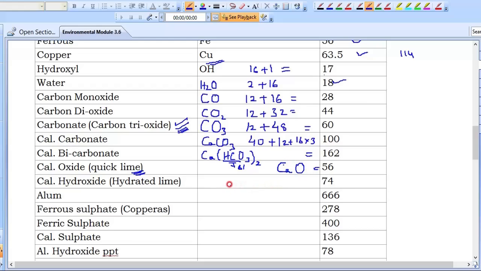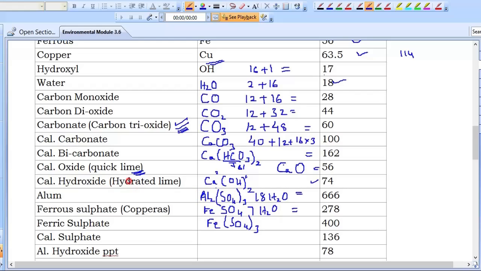Then calcium hydroxide. This is OH. Ca(OH)2. You should know that Ca valence is 2, therefore that will come here, and OH valence is 1, and that will come here. This you should check, otherwise you mug up the chemical formula. Ca and OH twice. Then Ca is 40, OH is 17, 17 into 2 is 34, 34 plus 40, that is your 74.